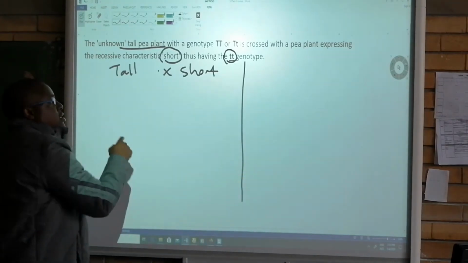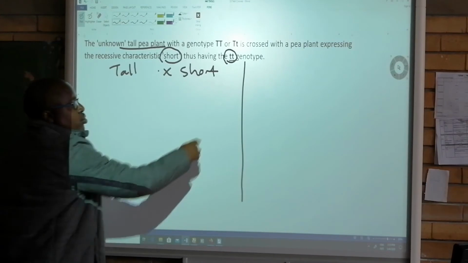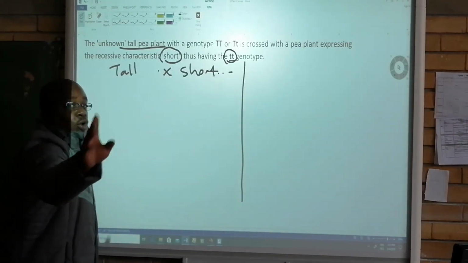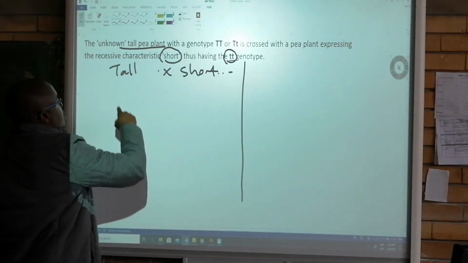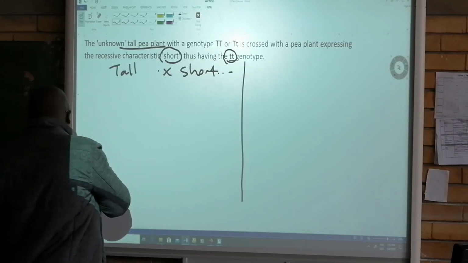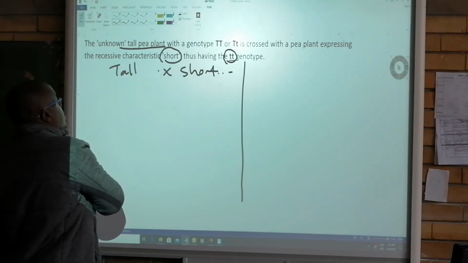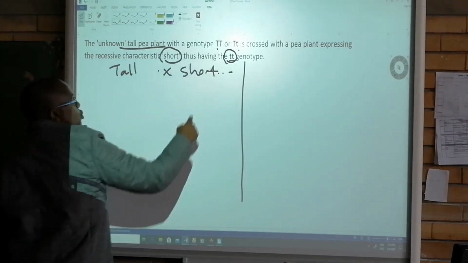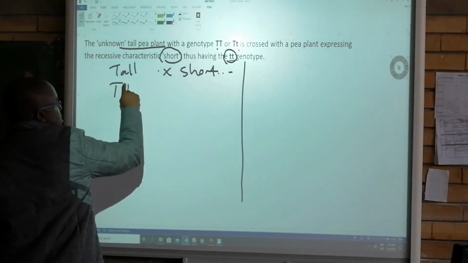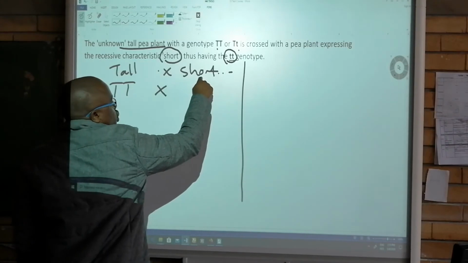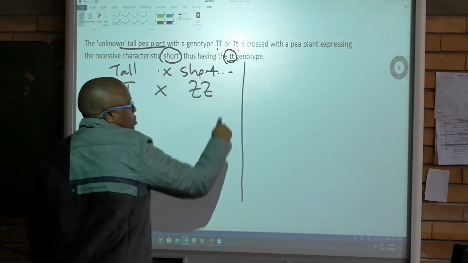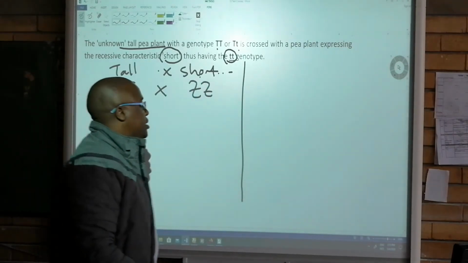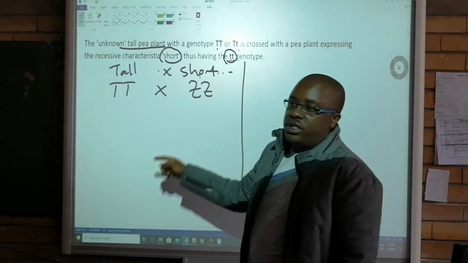This tall pea plant, and you're going to write your labels, please. Make sure you always write your labels. They have marks. Your tall pea plant can either be what? This genotype or this genotype. So if we take the first one, homozygous dominant, it's going to be like this, crossed by a short pea plant, it's like that. Right. That is one possible cross.